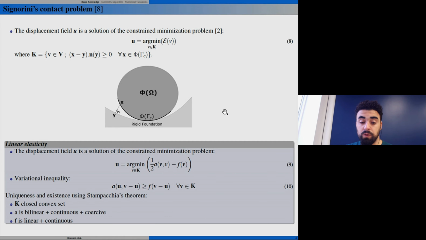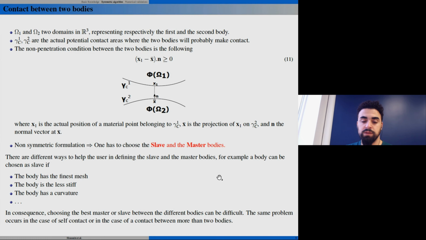We can also write this problem in the form of a variational inequality, and using the properties of A and F, we can prove the existence of a solution, because K also is a convex and closed set. And in the case of linear elasticity, you can prove the existence and the uniqueness of the solution using Stampacchia's theorem.